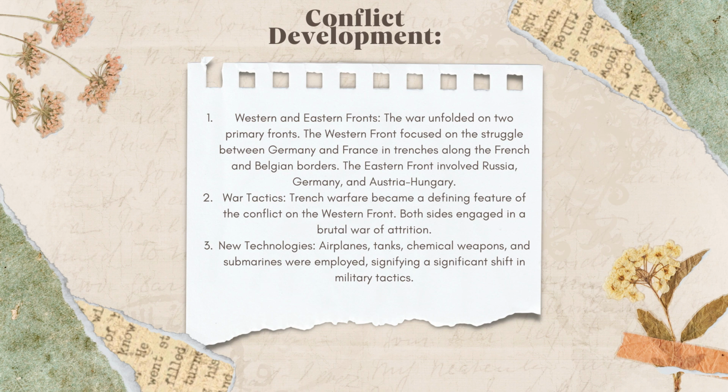2. War tactics. Trench warfare became a defining feature of the conflict on the Western Front. Both sides engaged in a brutal war of attrition. 3. New technologies. Airplanes, tanks, chemical weapons, and submarines were employed, signifying a significant shift in military tactics.